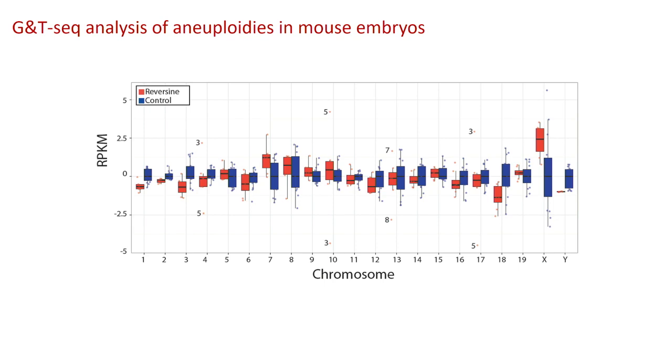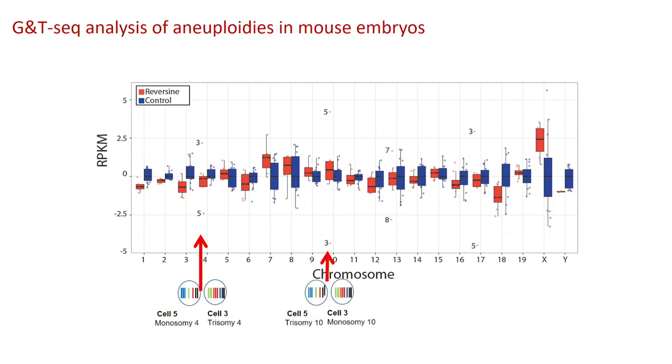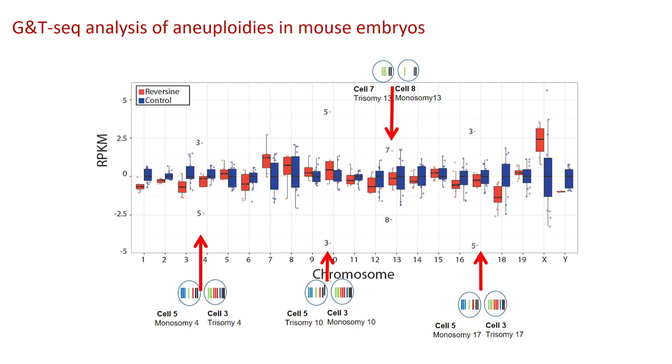So if we look at where the cells that had the copy number gains and losses are, we can see that cell 3 and cell 5, which had reciprocal gain and loss of chromosome 4, you can see that cell 3, which had the gain of chromosome 4, has elevated expression of all genes across chromosome 4, and cell 5 has reduced expression relative to the mean. And the same pattern is true for all the other gains and losses we saw in the different cells.